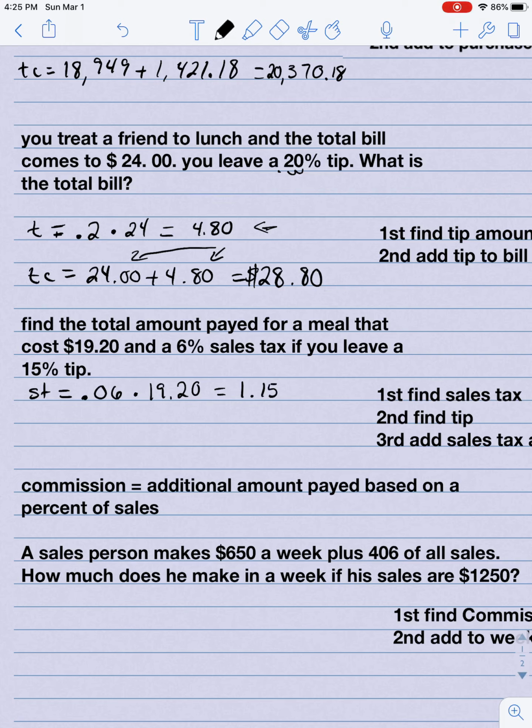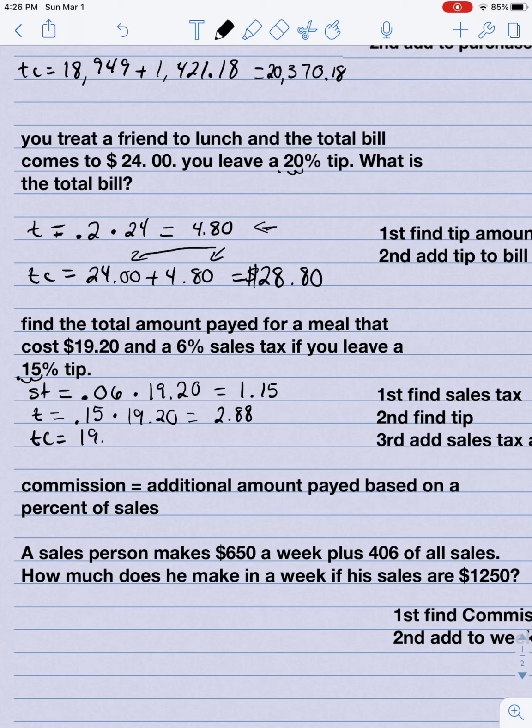Okay, next we're going to find our tip. So our tip is equal to our tip percent, which is 0.15. Once again, move the decimal over 2 to the left. Then we multiply it by our bill price. And so there we're going to get 19.2 times 0.15 is equal to $2.88. Okay, now for our third, to find our total cost, we're simply adding them all to the original cost.